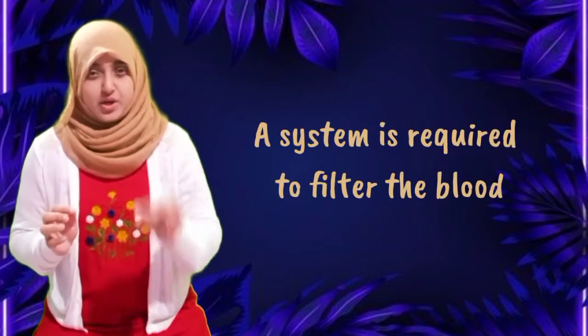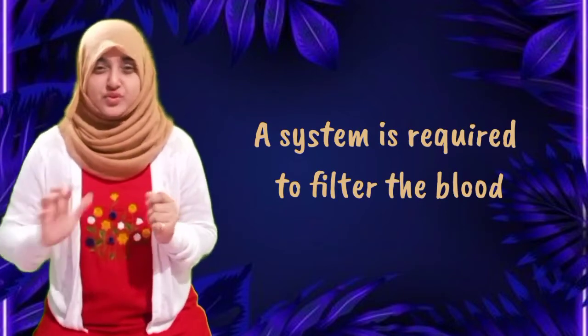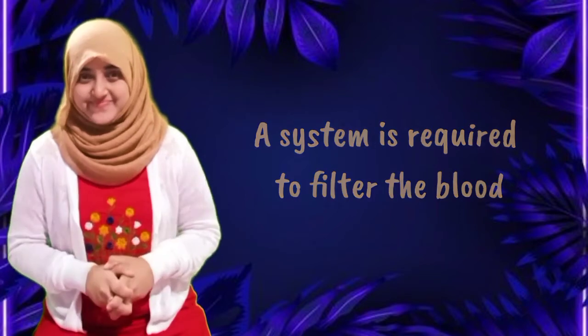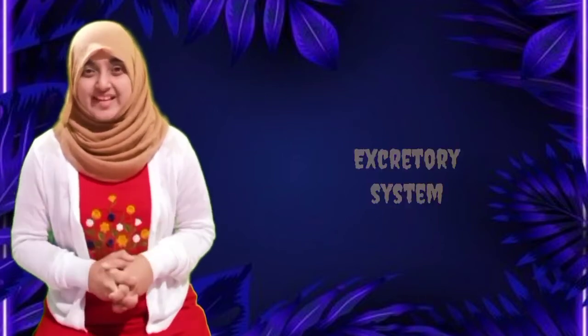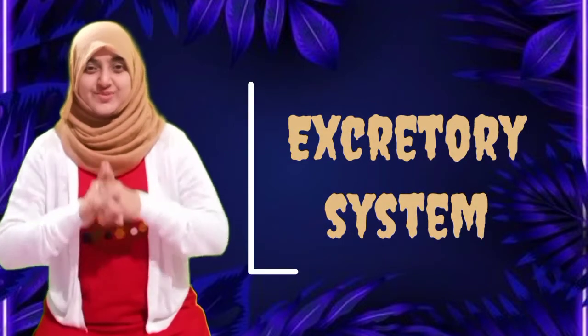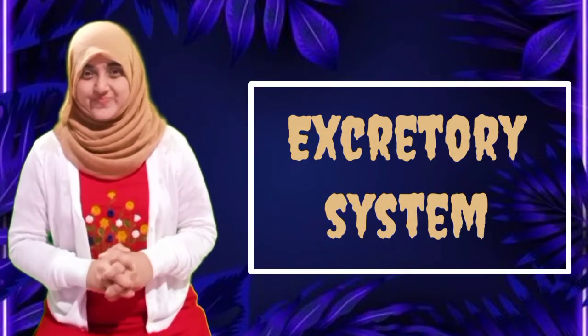Now, just like the nutrients and oxygen are carried by blood to all the cells of our body, the blood also takes up the nitrogenous waste from the different cells of our body. Hence, a system is required to filter the blood and remove those nitrogenous wastes from our body. And our bodies are like wonderful machines. They of course have a system for this also, which is the excretory system. And that is what we shall study about now.